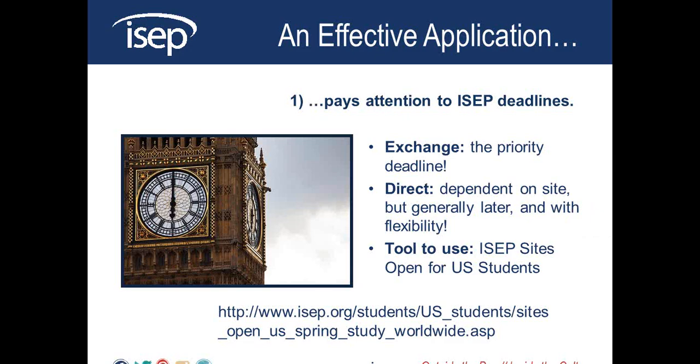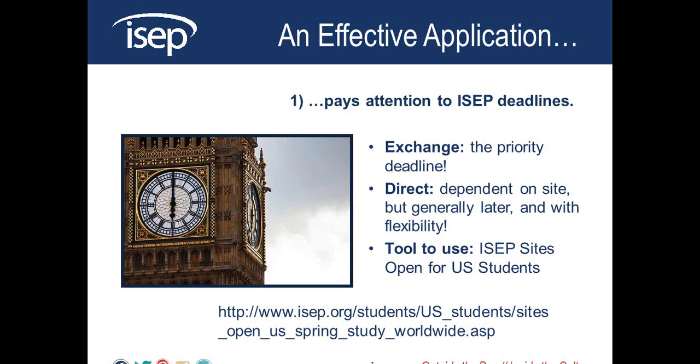Due to the ever-present demand for studying abroad in the UK, it's unlikely that any exchange sites in the UK will be open past the priority deadline. This means September 1st in the fall and February 15th in the spring. If you have a late applicant, the direct deadlines stay open much later. In fact, we're still accepting direct applications for some sites for fall 2014. If the direct deadline has passed, but your student is still interested in going abroad on a direct program, contact ISIP to see if your student can still apply.